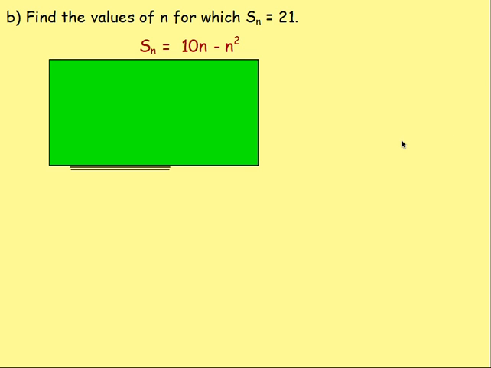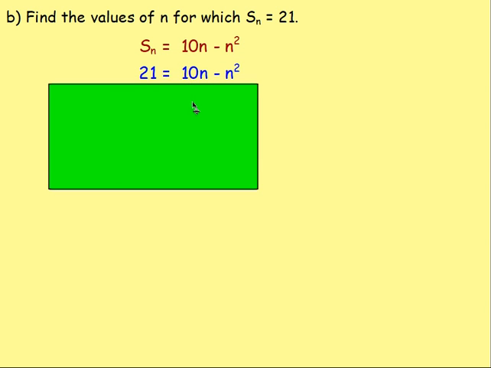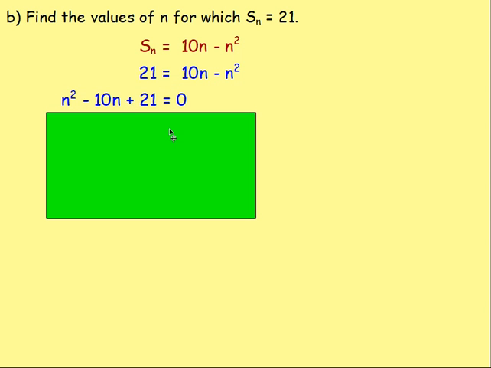Part B, find the values of n for which Sn equals 21. Well, it's going to be equal to 21 when the 10n take away n squared equals 21, because that formula there is a formula for the first n terms. So 21 equals 10n take away n squared. If you add n squared to both sides and subtract 10n from both sides, then you get n squared take away 10n plus 21 equals 0.